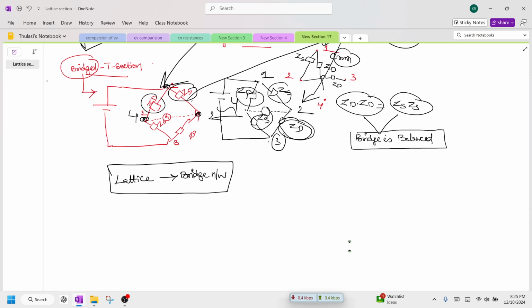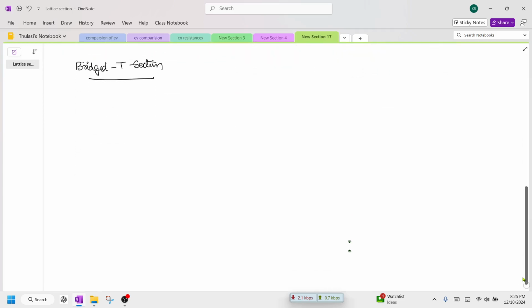Now let us try to see here the bridged T section. We'll try to see the T section first, and then we'll go for the pi section. So here, bridged T section we are going to write down. I'm taking a T section.